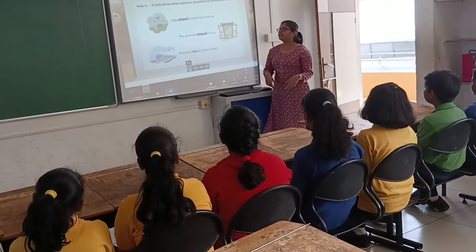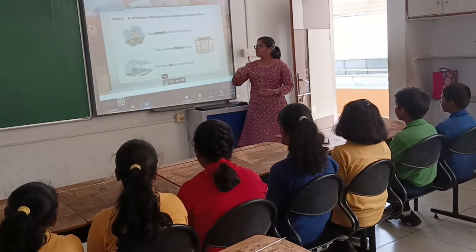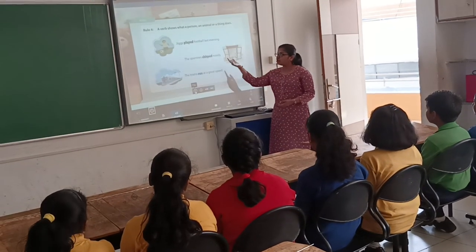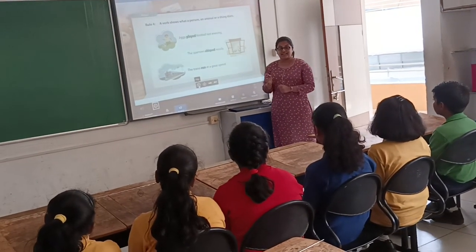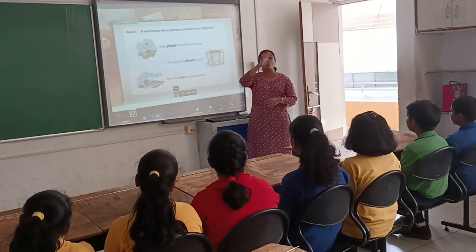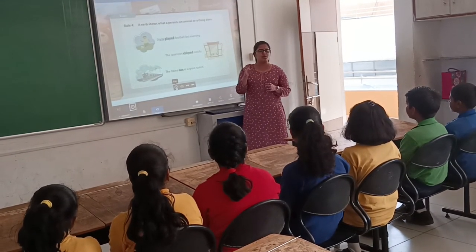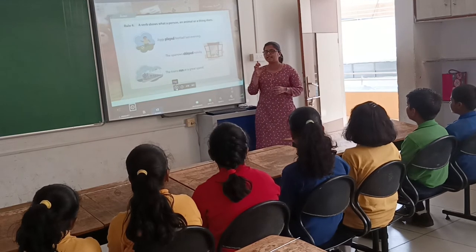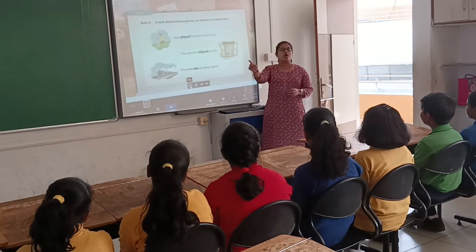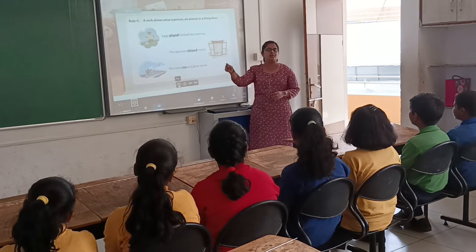As Kartik has told, playing shows an action. Yes or no? And chirping means the birds will be making some sound, some noise. And running, walking, playing, chirping, these all are action words. So, when reading a sentence, when you come across these words, you have to be sure that it is a verb. That word is a verb. Understood?